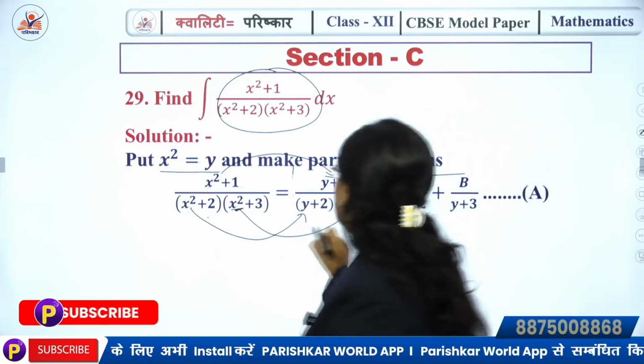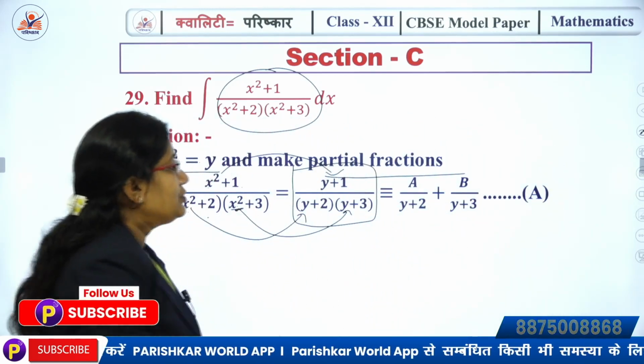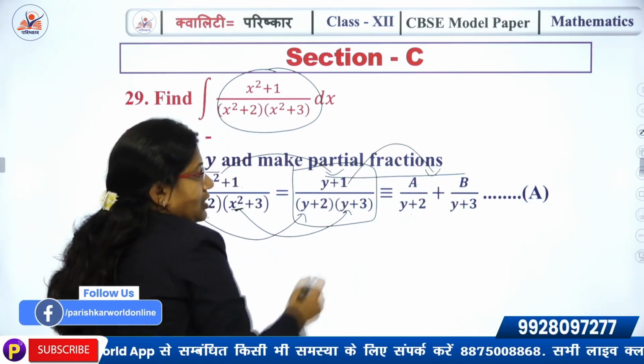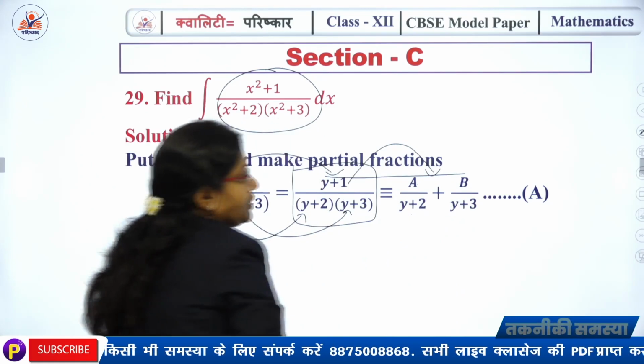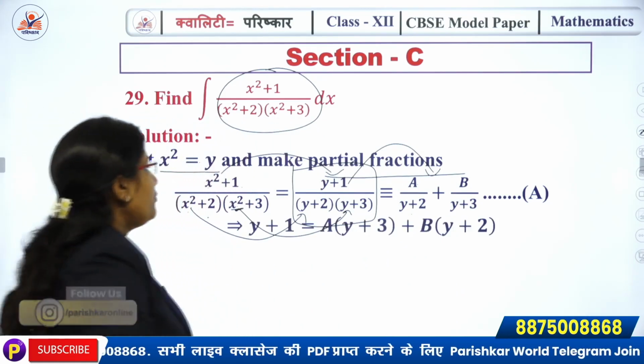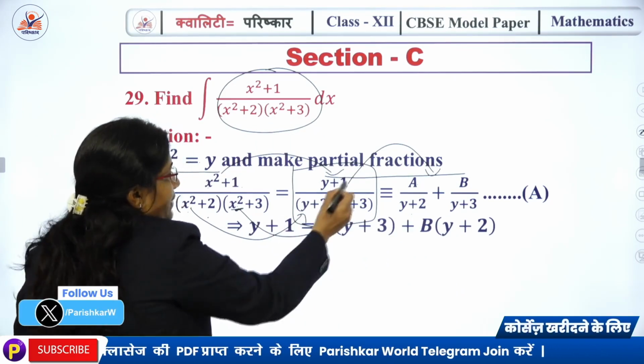Now this is the fraction. Students, as you know, this fraction can be written as a upon y plus 2 plus b upon y plus 3. Put this equation as equation number a. Now we have y plus 1.